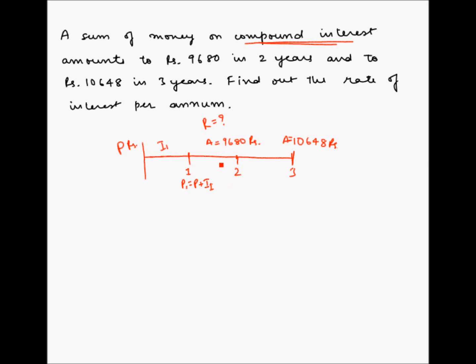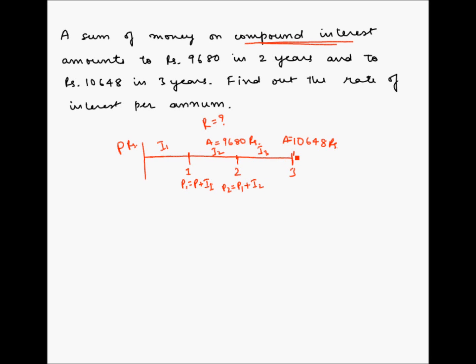Similarly, for the second year, the interest, let's say I2, is accrued on P1. So then at the end of second year, the amount which is P1 plus I2, P1 because P1 is the principal at the beginning of the second year, and I2 is the interest gained during the second year. So let's say this is P2. So this becomes the principal for the third year.